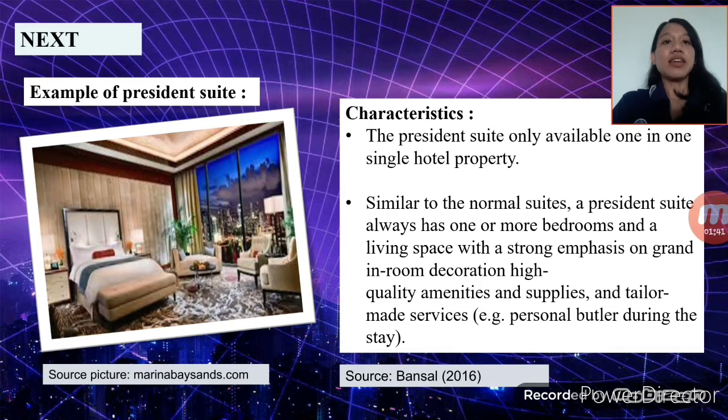The characteristics of the presidential suite are: first, the presidential suite is only available in one single hotel property. The second is that, similar to a normal suite, a presidential suite always has one or more bedrooms and a living space with a strong emphasis on grand room decoration, high quality amenities and supplies, and tailor-made service, for example a personal butler during the stay. As you can see in the slide, there is an example picture of a presidential suite.